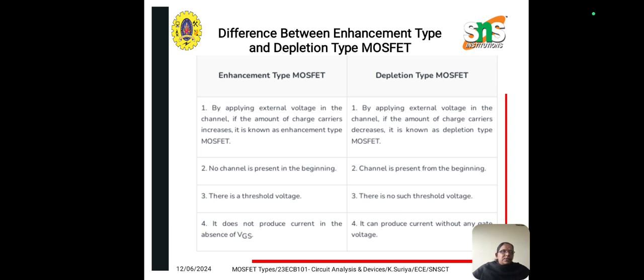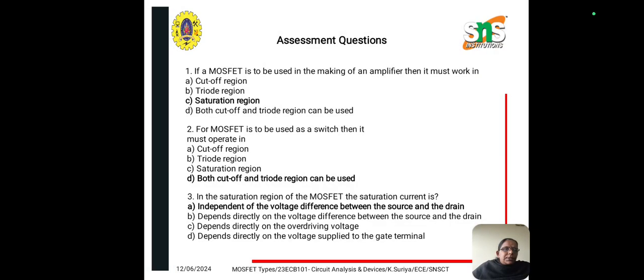So let us see the differences between enhancement and depletion type MOSFET. First, in the enhancement type MOSFET, by applying the external voltage in the channel, if the amount of the charge carriers increases, it is known as enhancement type. When applying an external voltage, if the amount of the charge carriers decreases, then it is depletion type. No channel is present in the beginning in the enhancement, channel is present from the beginning in the depletion. There is a threshold voltage in the enhancement, there is no such threshold voltage in the depletion. It does not produce current in the absence of VGS for enhancement, and it will produce the current in the depletion type. Let us take up some assessment questions.